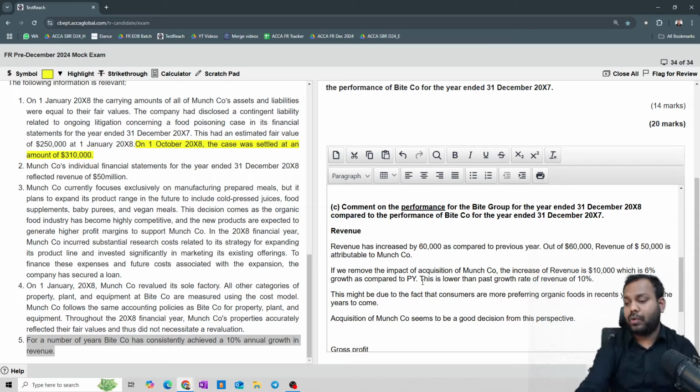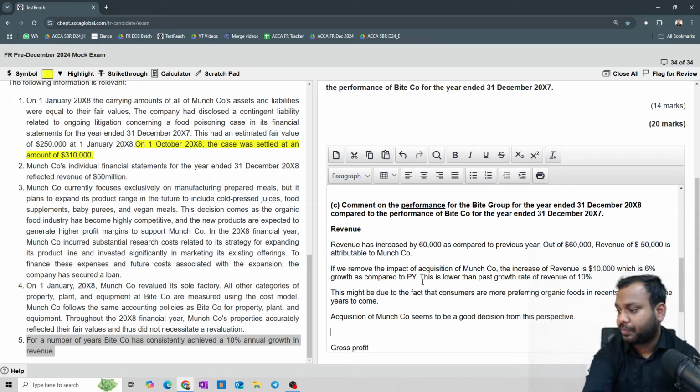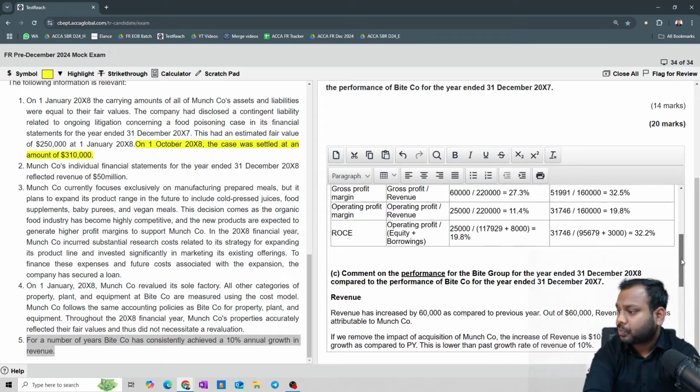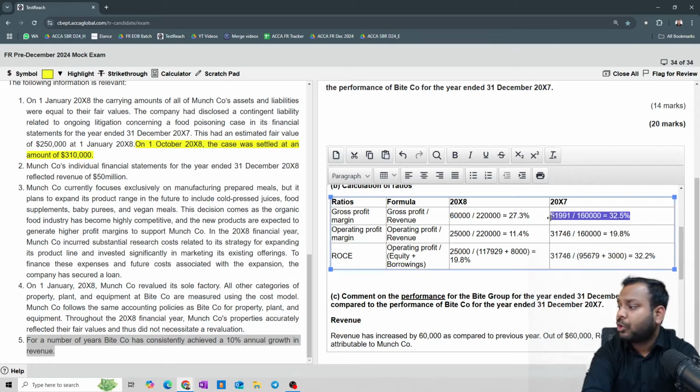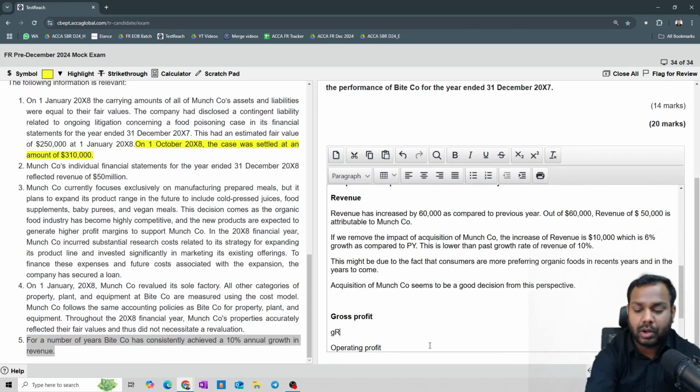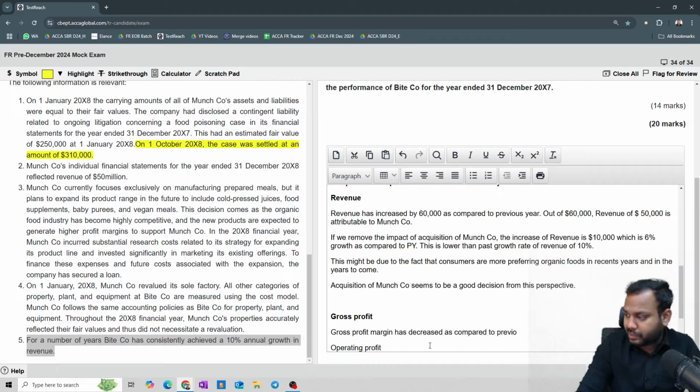Okay. Now we will move on to gross profit. So now let's see what has happened to gross profit. Gross profit has decreased from 32.5 to 27.3. Gross profit margin has decreased as compared to previous year.